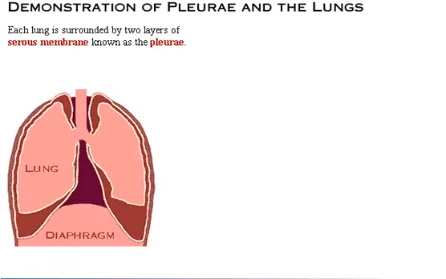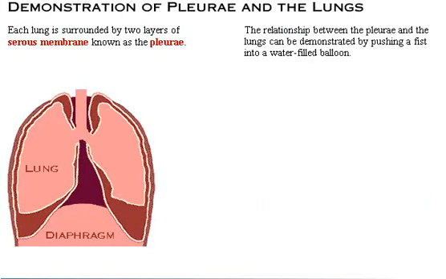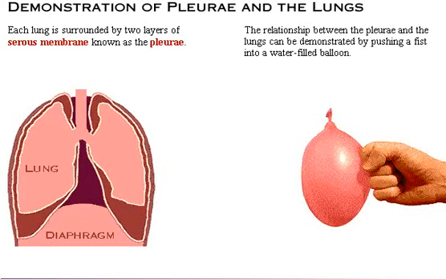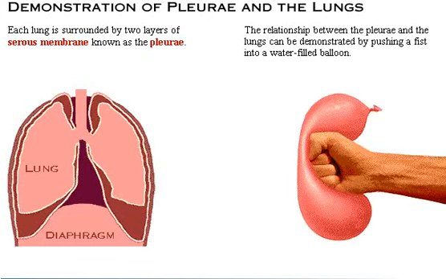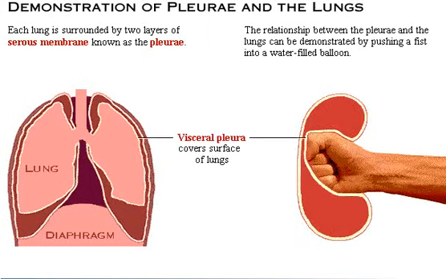Each lung is surrounded by two layers of serous membrane known as the pleurae. The relationship between the pleurae and the lungs can be demonstrated by pushing a fist into a water-filled balloon. The balloon represents the pleurae, and the fist represents the lung. As the fist pushes into the balloon, notice how the balloon wraps around it, and the opposite surfaces of the balloon almost touch. The inner part of the balloon, which wraps around the fist, represents the visceral pleura.